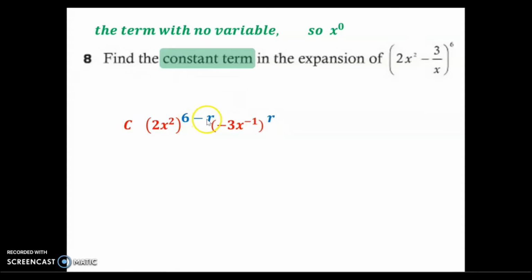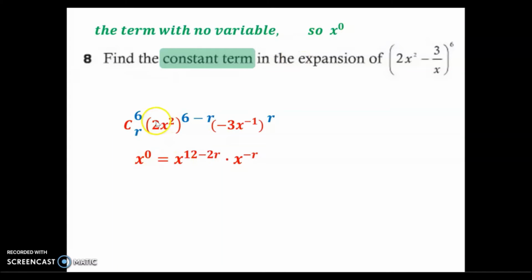Therefore, this one is 6 minus r. Because let's say this was a 4, we would know that's 2 over here, because they always have to add up to that number. So 6 minus r is that power. And then our combination, we always do the 6 choose the b thing exponent. So 6 choose r. Great, there's that. Expanding that, well, first of all, we know that we're looking for the constant term.